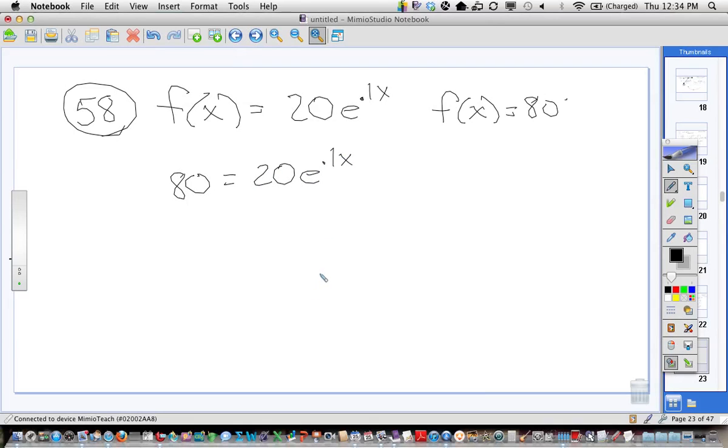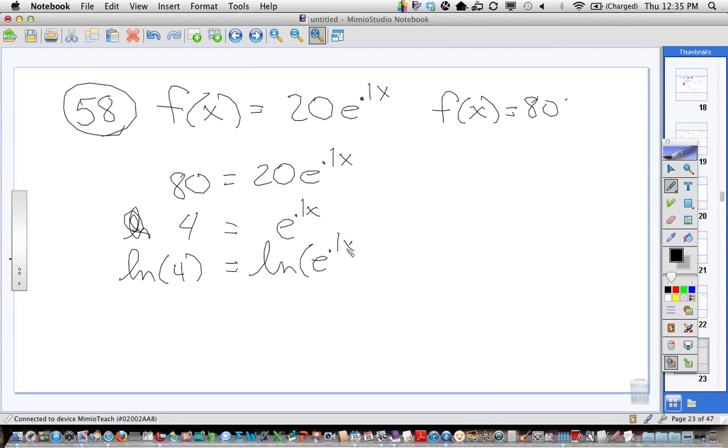So what do I do from there? Divide by 20, gives me 4, then what? I can either change base, or the one I like is do natural log of both sides. Now, again, it doesn't matter to me. But I do want you to know this one where we do the log of both sides, because there are some times I think this comes in a little handy.